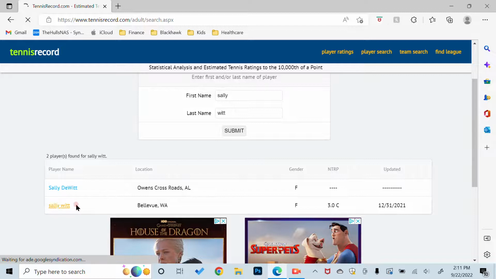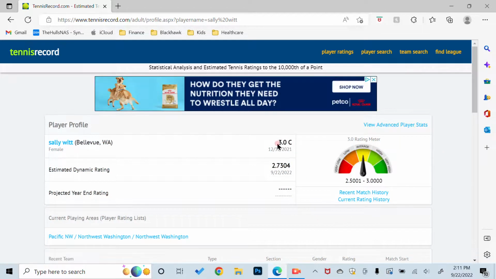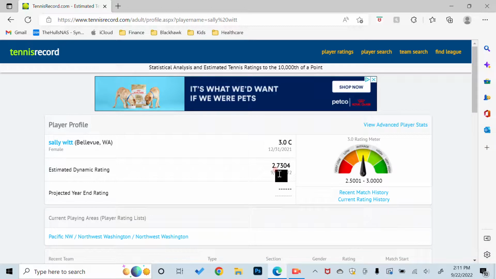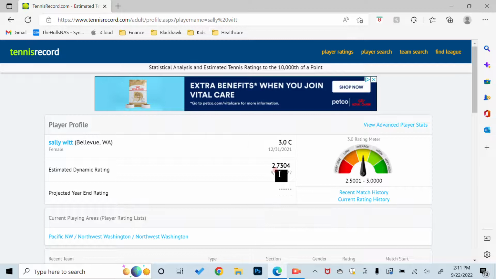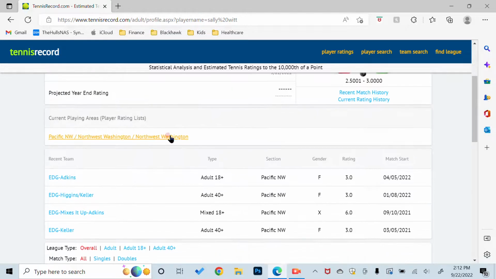So the Sally that I know lives in Bellevue, Washington, and we can see that she's a female, and we can see that she is a 3.0 computer-rated player, okay? We can see her estimated dynamic rating. This is the tennis record rating, is a 2.73, okay? The 2.73 means she is a very solid 3.0 player. She's probably not going to move up to 3.5 next year. She's probably not going to move down to 2.5 next year. She is a very solid 3.0 player. We'll talk about projected end of year rating at the end of the video.